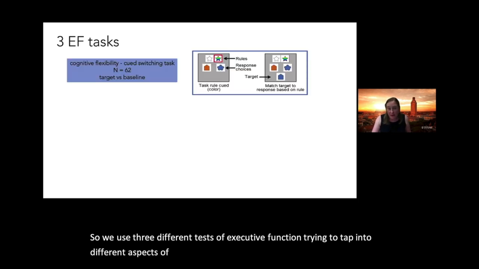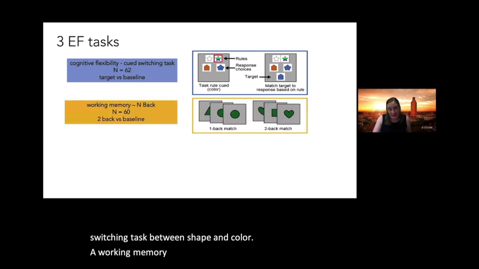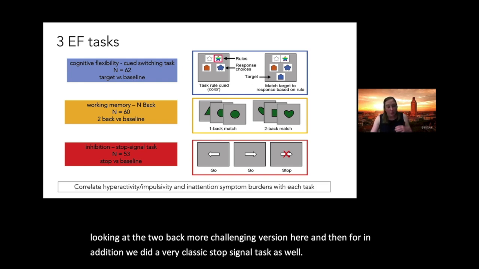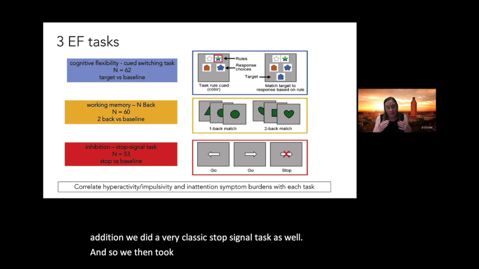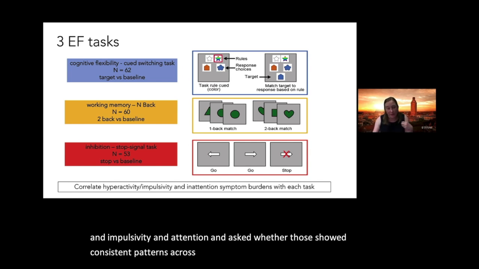So we used 3 different tests of executive function, trying to tap into different aspects of control. Cognitive flexibility, we used a cued switching task between shape and color. A working memory task, we used a very classic standard N-back task, looking at the 2-back, the more challenging version here. And then for inhibition, we did a very classic stop signal task as well. And so we then took the individual parent ratings of hyperactivity and impulsivity and inattention, and asked whether those showed consistent patterns across the brain and whether the patterns of impact were consistent across the 3 tasks.